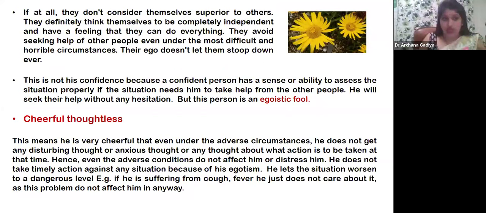They avoid seeking help from other people, even under the most difficult and horrible circumstances. Ego doesn't let them stoop down ever. So this is not confidence, because we have seen a confident person has a sense and ability to assess the actual situation, and accordingly shows confidence. But this person will not seek help without any hesitation. He will take help, but this Arnika person is quite an egoistic fool.